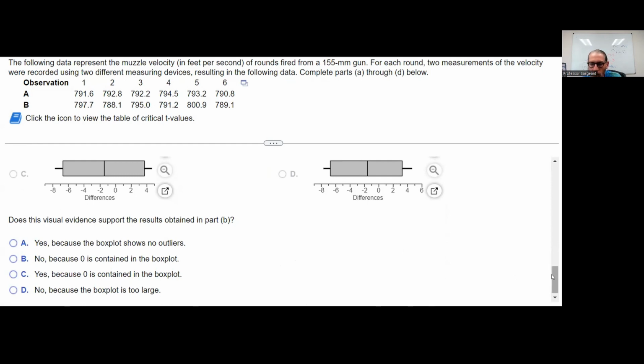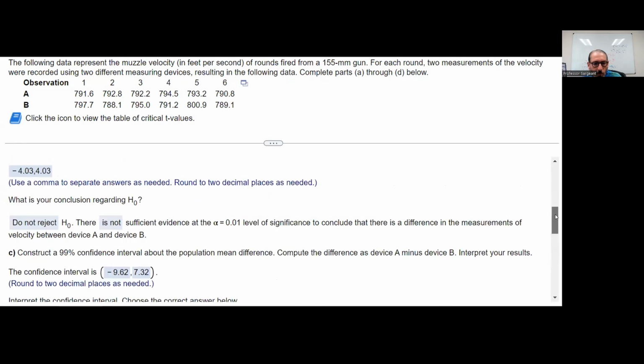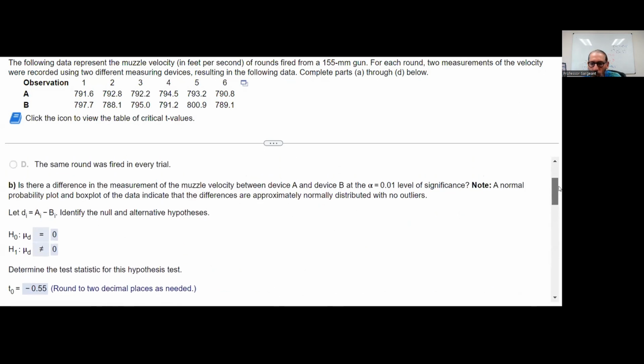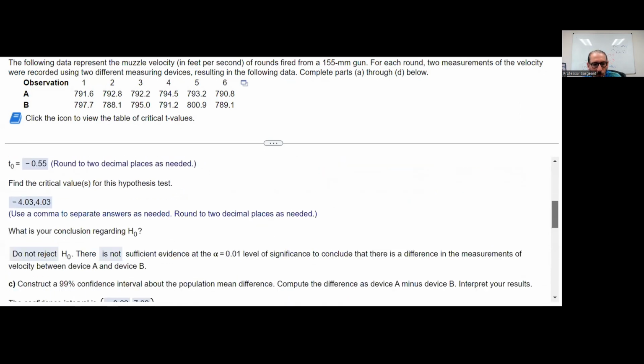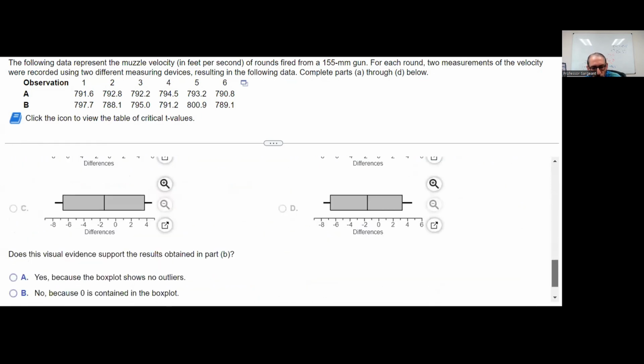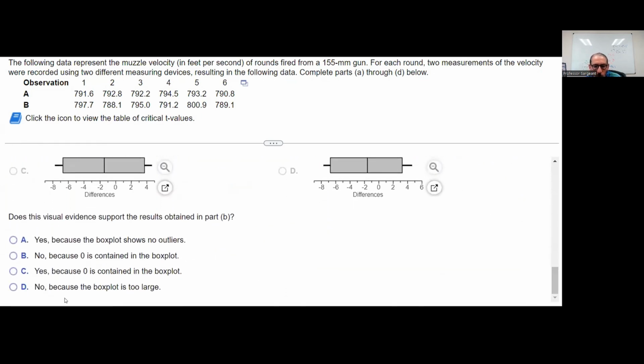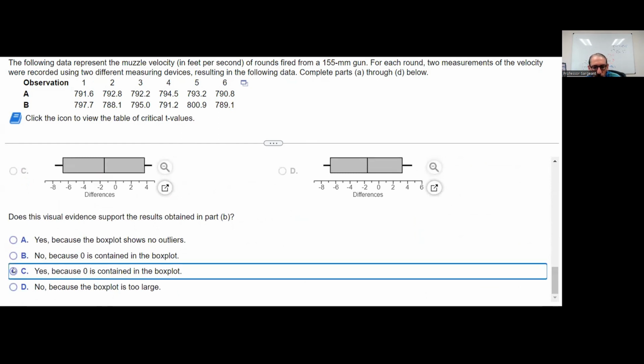Part B. We did not reject. And 0 is within the box plot, so yes.